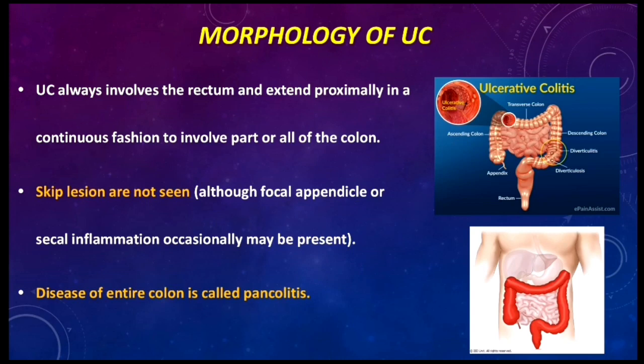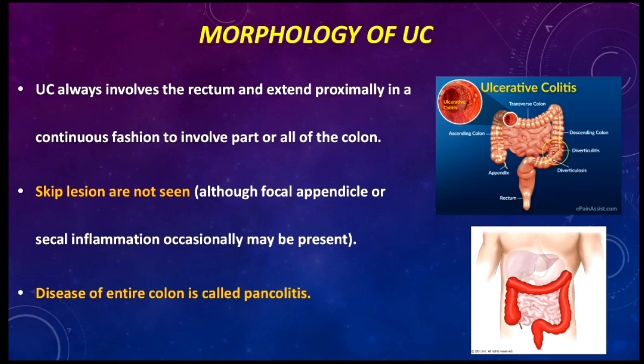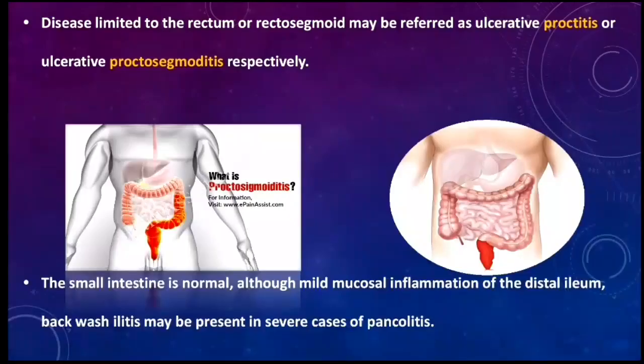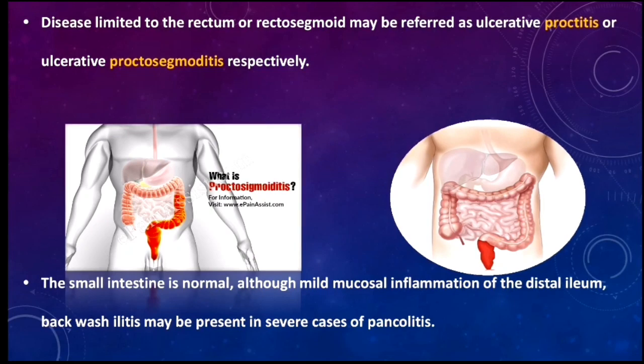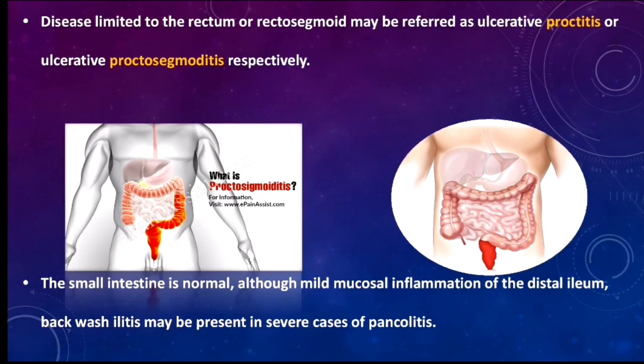Morphology of ulcerative colitis. It always involves the rectum and extends proximally in a continuous fashion to involve part or all of the colon. So skip lesions are not seen, although focal appendiceal or cecal inflammation occasionally may be present. Disease of the entire colon is called pancolitis, while disease limited to the rectum or rectosigmoid may be referred to as ulcerative proctitis or ulcerative proctosigmoiditis respectively. The small intestine is normal, although mild mucosal inflammation of the distal ileum, backwash ileitis, may be present in severe cases of pancolitis.